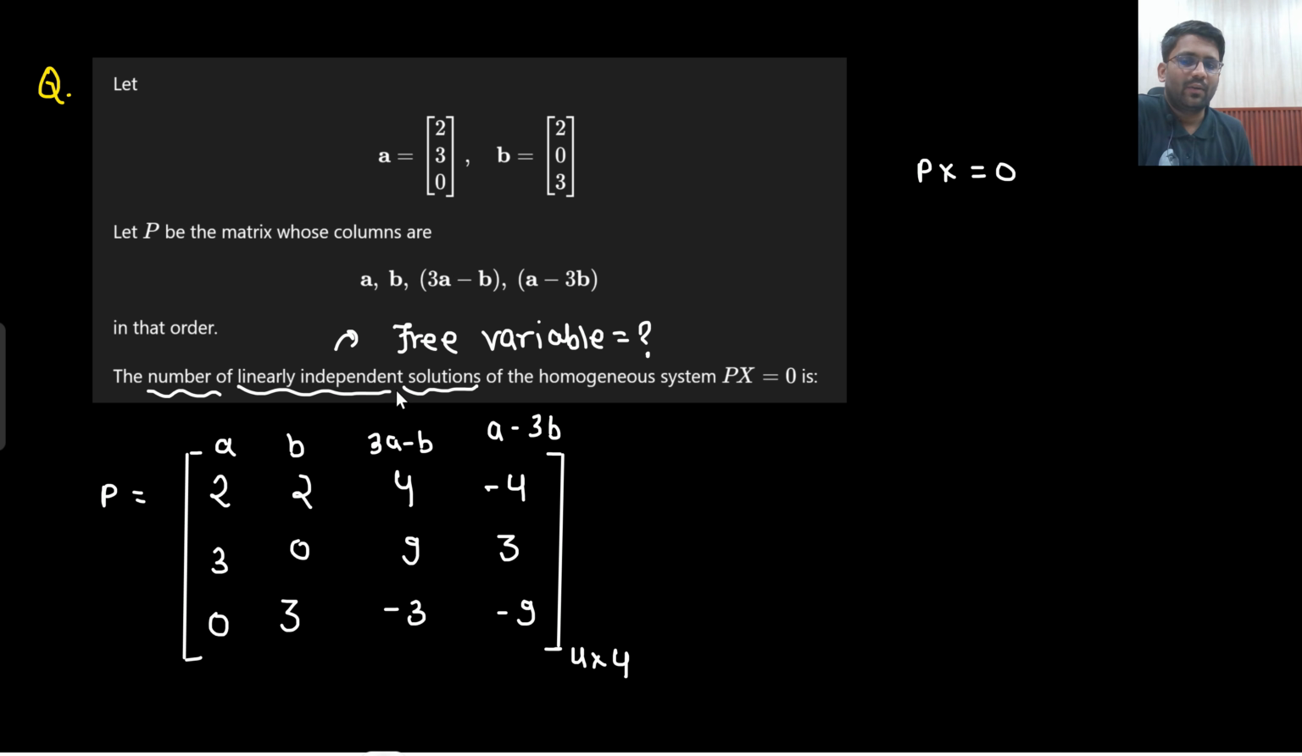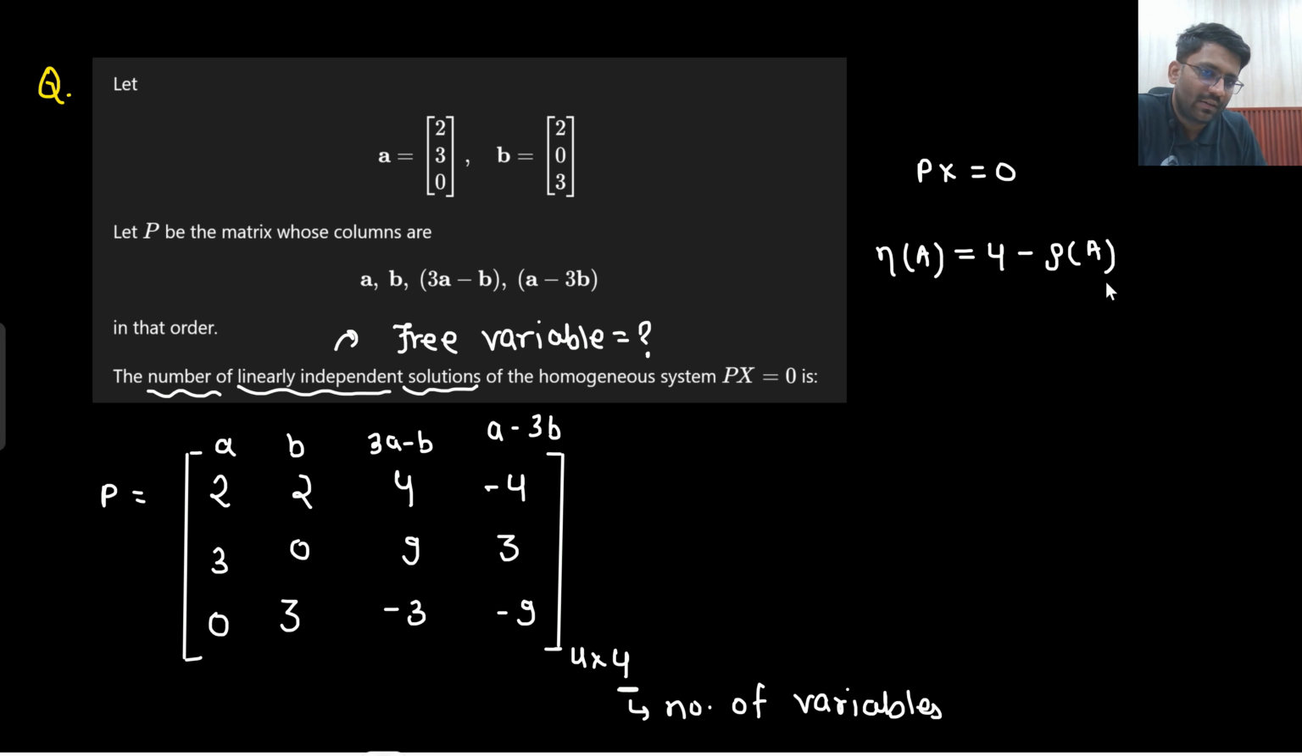What you need is the number of free variables. What would that be equivalent to? That will be equivalent to the nullity of A. Nullity of A is the number of columns, which equals the number of variables. How many columns are there? 4. So the number of columns is 4 minus the rank of A. Now you need to find the rank of A. You can find it, but without even doing the calculation, I can tell the rank of A will be 2. How?